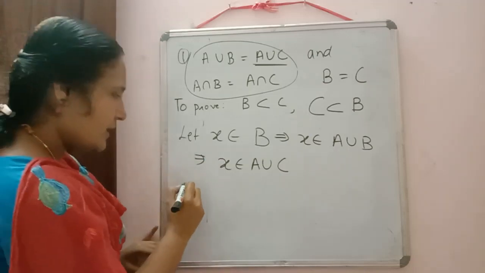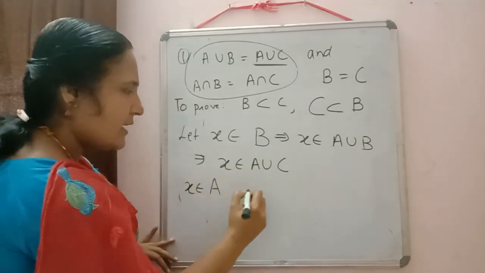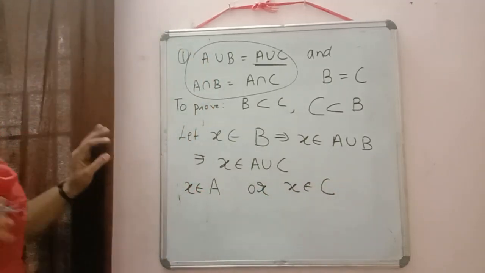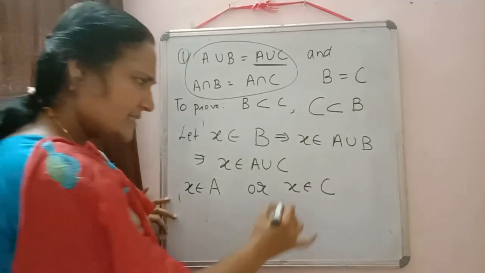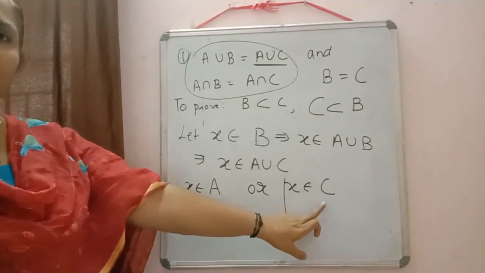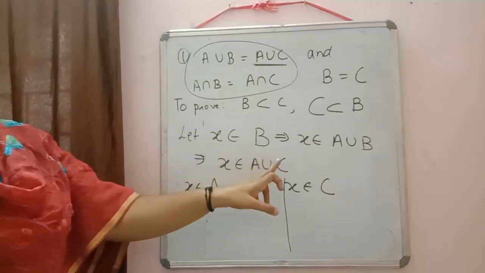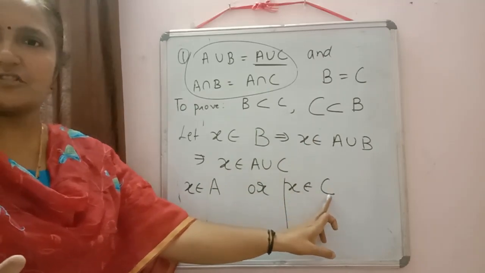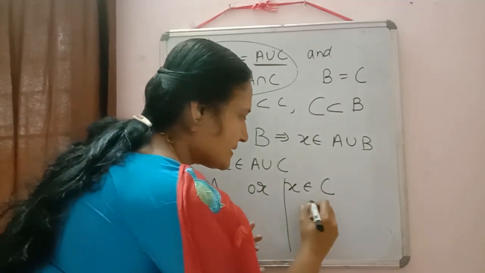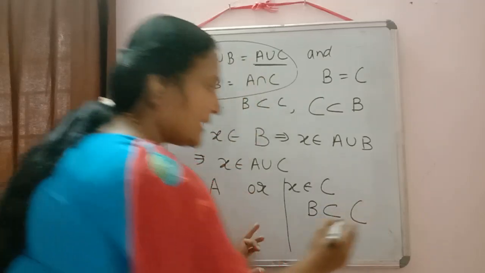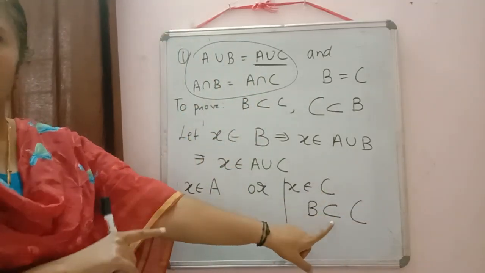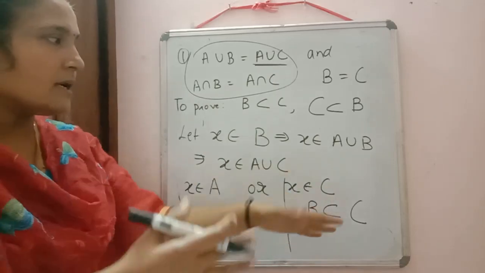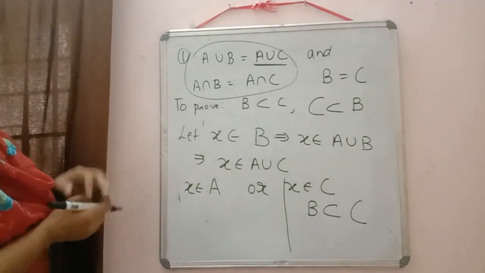So from here what are we getting? X can be there in A or X can be there in C. Two cases are possible. In this case, if X belongs to C, then our proof is over. We have taken X belongs to B and we are getting X belongs to C, so we can say B is a subset of C. But that is one case only. So suppose X belongs to A. This is the case which we have.